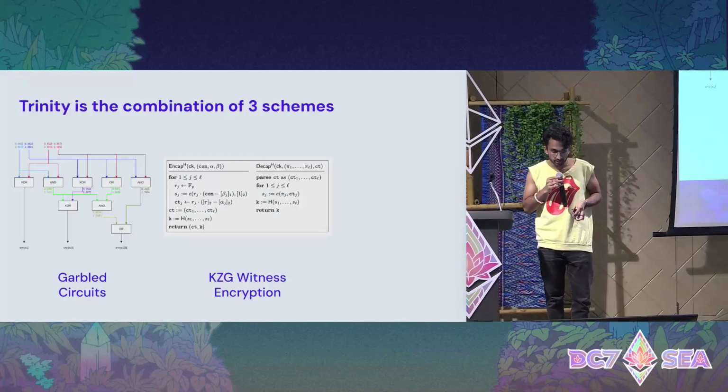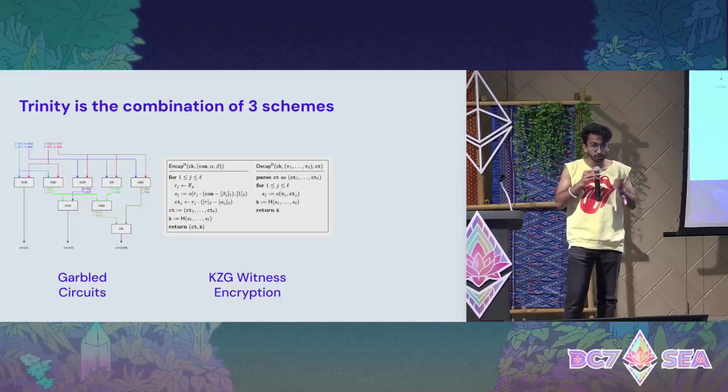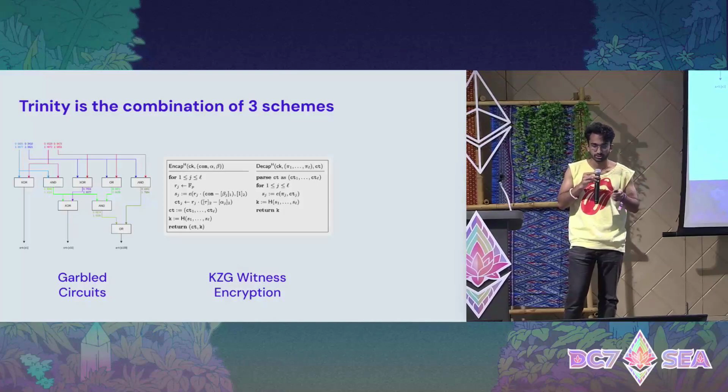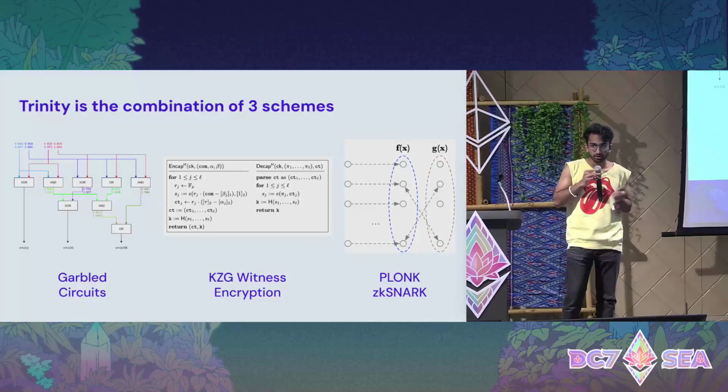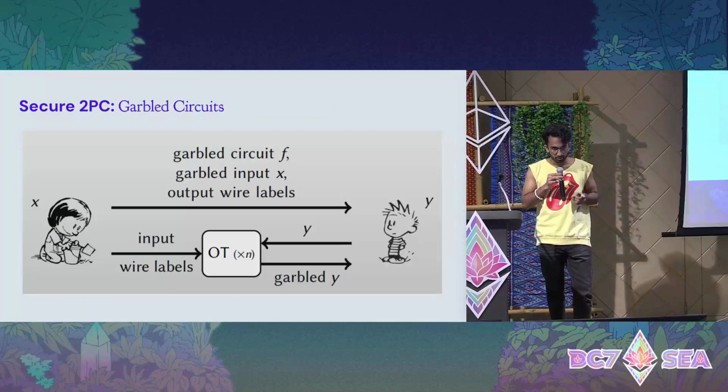It's named this way because it's a combination of 3 different schemes. The first is Garbled Circuits, which is a very classical technique. KZG Witness Encryption, which actually came out this year. Really, really beautiful paper, very simple result, but very powerful. And finally, good old PLONK, or any sort of KZG-based ZK SNARK that's not Groth16, because Groth16 is weird. So just a brief primer on each of these things.